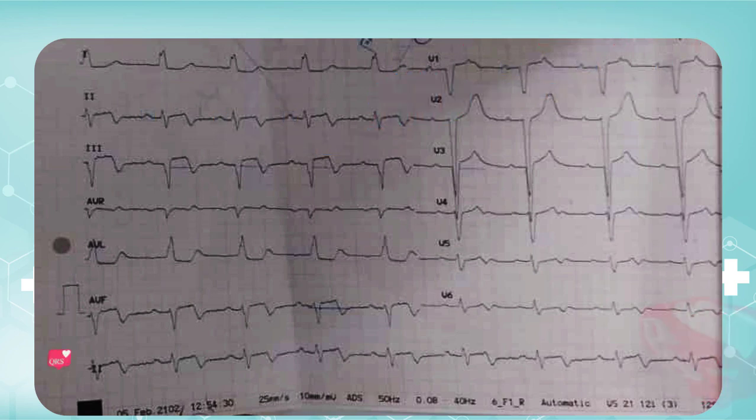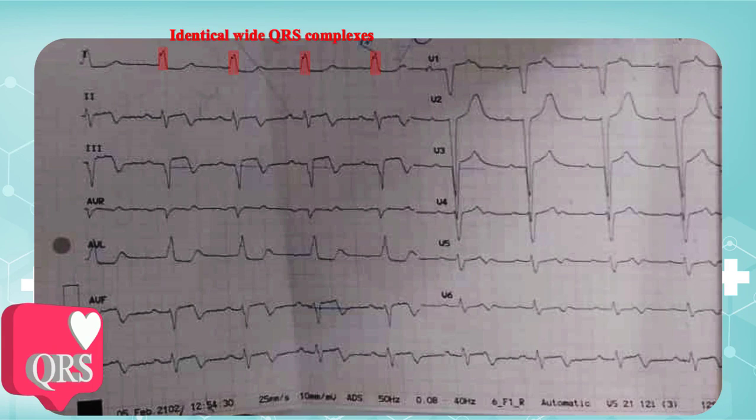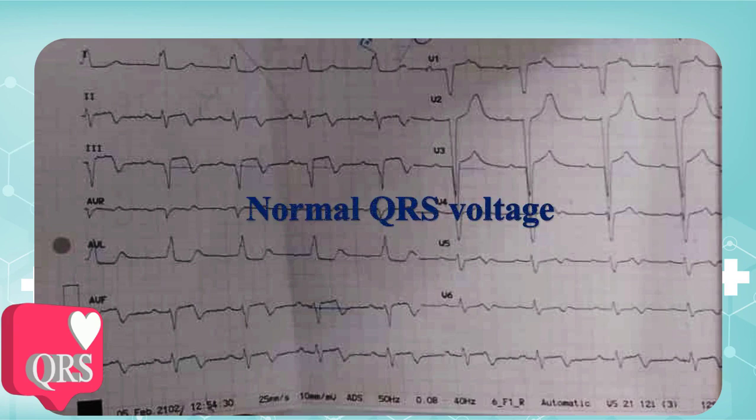The QRS complexes are identical and wide. QS pattern in V1 with RS pattern in V6 are in favor of left bundle branch block. QRS voltage is more than 10 mm in precordial leads and more than 5 mm in limb leads, so the complexes are not low amplitude. None of the criteria of right or left ventricular hypertrophy are present as well, so the complexes are neither low nor high voltage. QRS complexes switch from negative to positive in V6, thereby the transition zone occurs in V6.